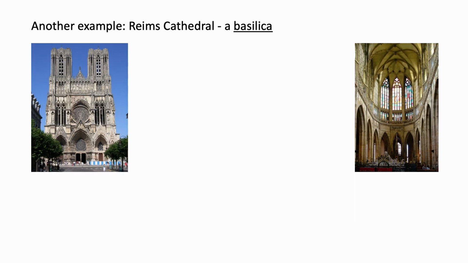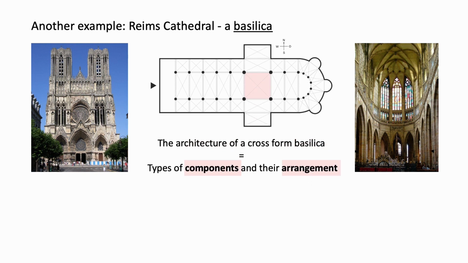This is the Notre Dame Cathedral in Reims, France. The building is called a cathedral because it is a bishop's seat, and there is the bishop's chair, the cathedra. Architecturally, however, it is a so-called basilica, or more precisely, a cross-form basilica. A cross-form basilica always looks like this or something similar. On the one hand, it has the typical cross-like ground plan, and on the other hand, the typical west-east orientation.